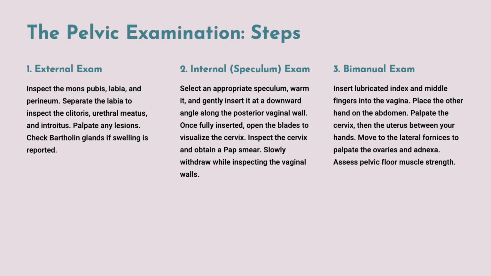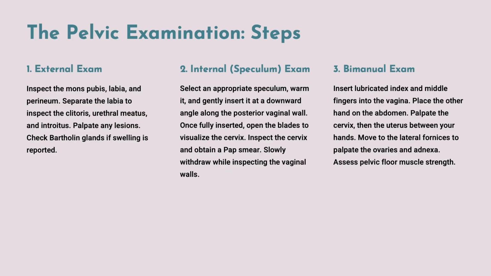So, you need to select the appropriate speculum, warm it, and then gently insert it in a downward angle towards the posterior vaginal wall. Once fully inserted, you open the blades to visualize the cervix. You inspect the cervix, and if you're going to do a pap smear, then you do it at this point. And slowly withdraw it while inspecting the vaginal walls.